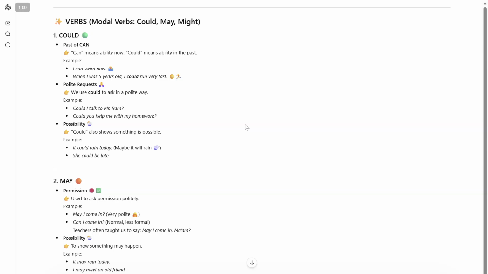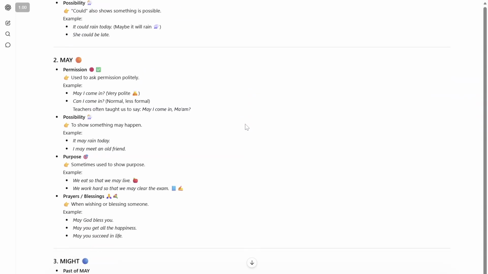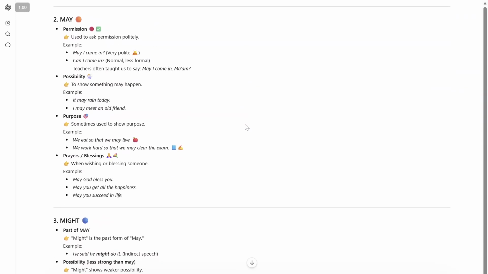2. May. Permission, used to ask permission politely. Example, may I come in? Very polite. Can I come in? Normal, less formal. Teachers often taught us to say, may I come in, ma'am? Possibility, to show something may happen. Example, it may rain today. I may meet an old friend.